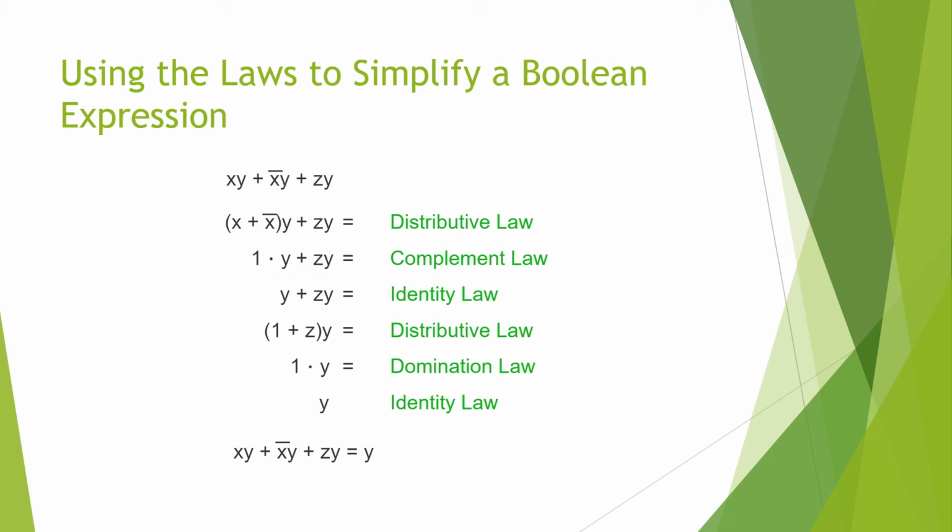Then you apply the identity law and say 1 times any variable is the same as that variable. So 1 times y is the same as y. So you replace 1 times y with y. And then we apply the distributive law again and say you can factor out a y, and the result would be 1 plus z, times y. And 1 plus z is equal to 1 because of the domination law. And 1 times y is equal to y because of the identity law. So we saw that this whole expression is the same as only the variable y.